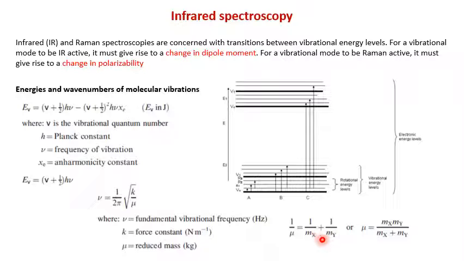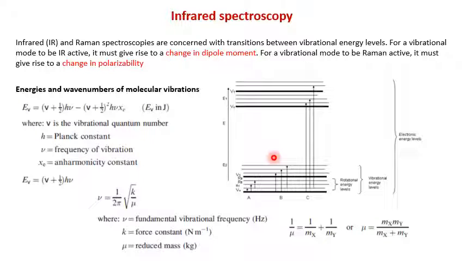Here mx and my are the masses of the two elements of the diatomic molecule, the mass of element X and the mass of element Y. You can rewrite this equation as μ = mx × my / (mx + my). This μ is the reduced mass.